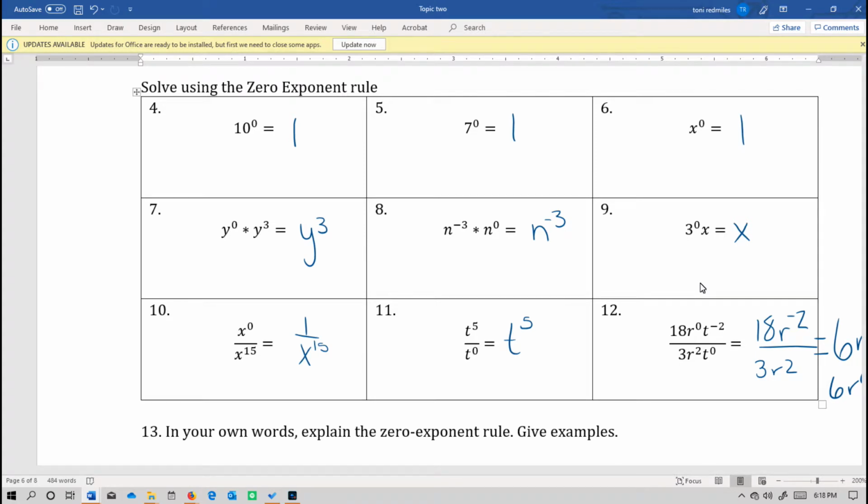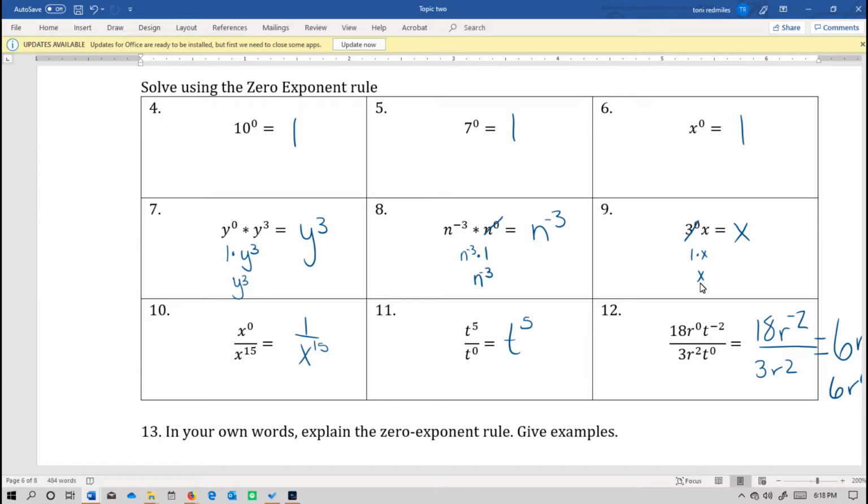All right, in this one, y to the 0 power is 1. So now I have 1 times y cubed. 1 times anything is the other number, correct? So I'm just left with y to the third. All right, again, this is just 1. So anything times 1 is the other number. The answer is n to the negative 3. Anything to the 0 power is 1, so it's just 1 times x. Well, anything times 1 is just the other number, so it's just x.